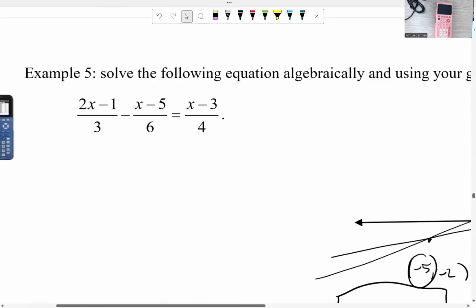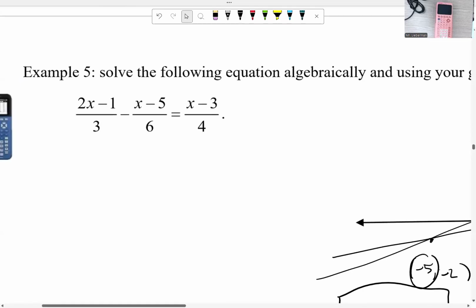Let's do this algebraically. So how do I do this? Clear fractions. We clear the denominators by using what magic number? 12. Yeah, if I multiply both sides by 12, that will clear all the denominators. And for those of you who are still struggling with using your calculator, after this I'll work with you on that.